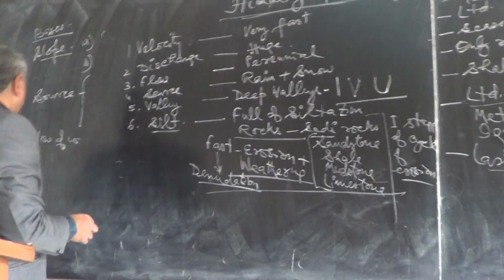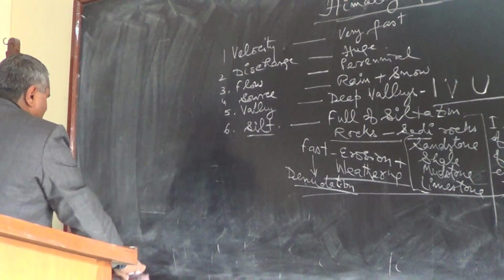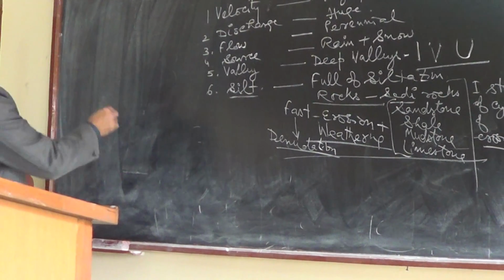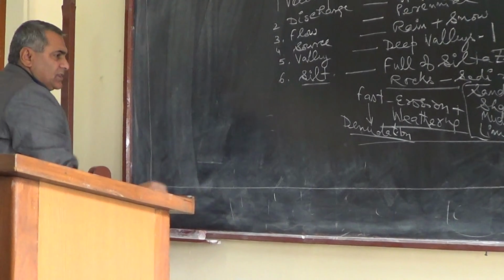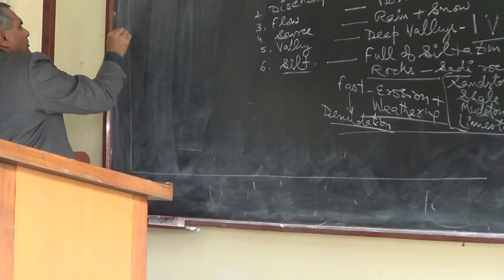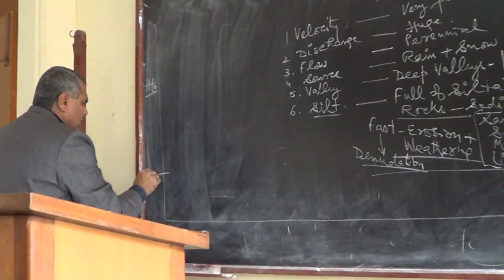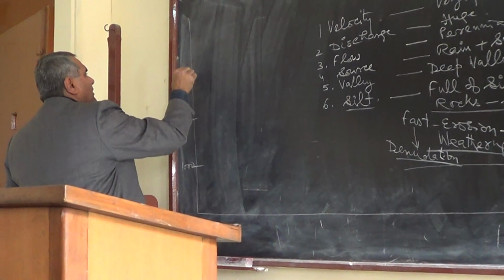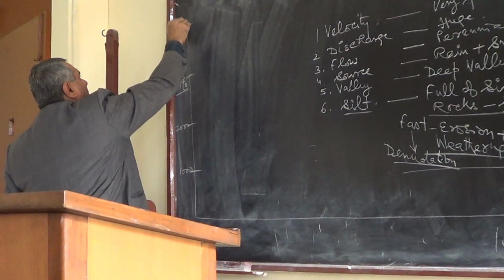Now, the most important is the Himalayan and the peninsular rivers. Let me construct the graph first, then I will explain. The source. Suppose this is the Himalayan river. This is the distance. This is the height of the rivers. Say 1000, 2000, 3000, 4000 meters.